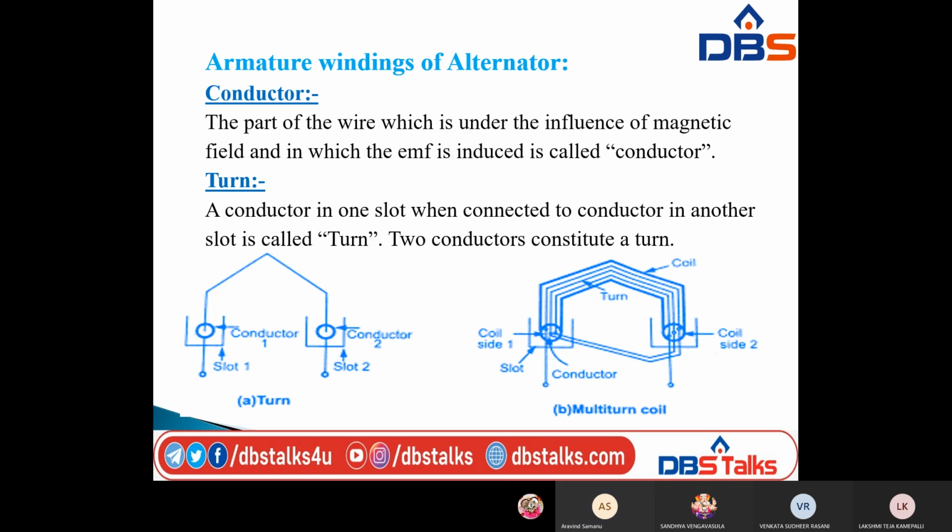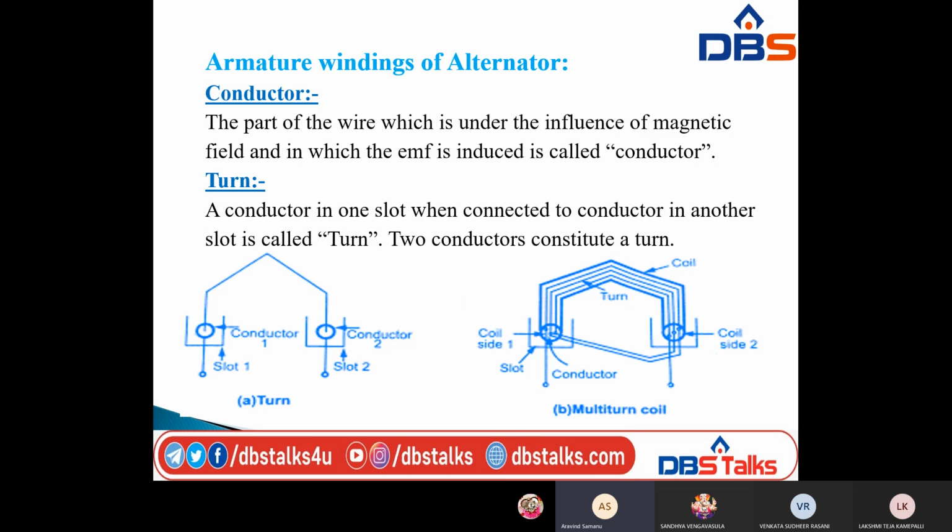A coil consists of many turns, and the part of the coil in each slot is a coil side. So this is one coil side, and this is another coil side. If I am taking two conductors here, this is one coil side and this is one coil side. These are present in slots.